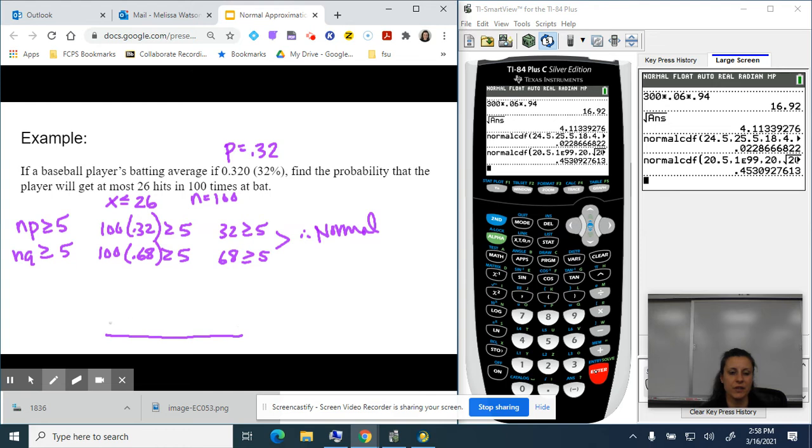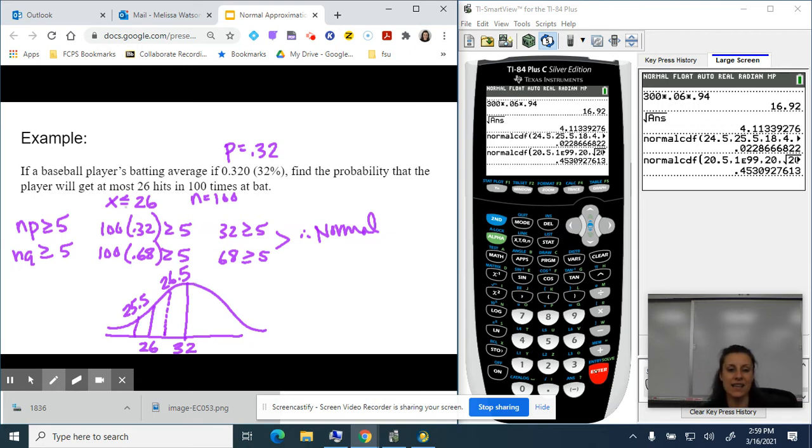Here's the normal curve. Our mean, we just multiplied n times p and found that that was 32, so it's centered at 32. We want x is less than or equal to 26. So 26 is falling below the mean. If I find the boundaries for that number, again, I'm going to subtract 0.5 for the lower boundary, and I'm going to add 0.5 to the value to get the upper boundary. Remember, we read this up to but not including 26.5.